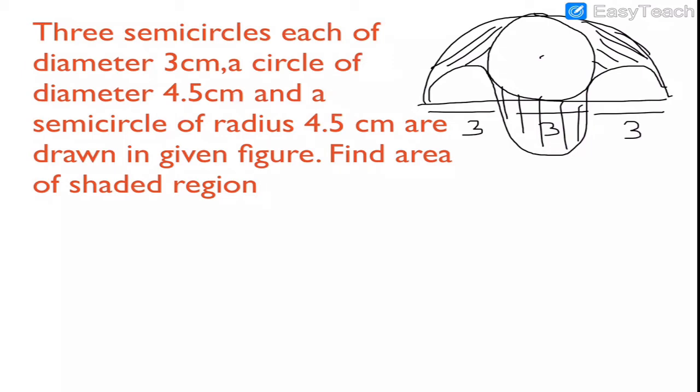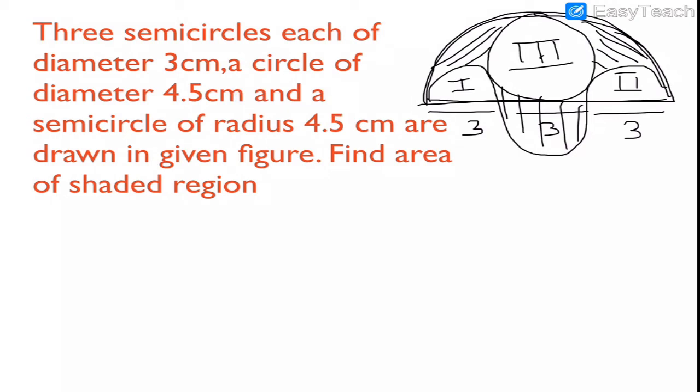So again radius is 4.5 divided by 2. Okay, and then we are given a semicircle of radius 4.5 centimeter, that is this semicircle they are talking about. This semicircle they are talking about, this is of radius 4.5 centimeter. Now to calculate the area of shaded region, first of all we need to calculate the area of the first, this semicircle, and third this circle.